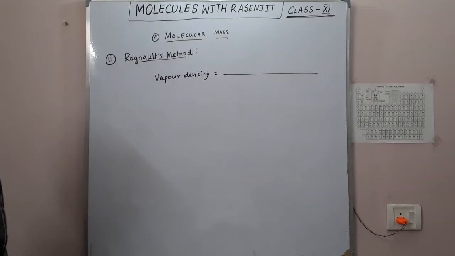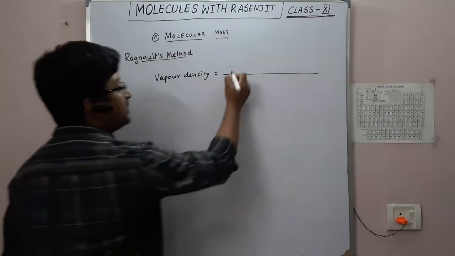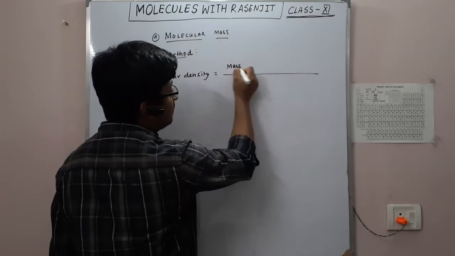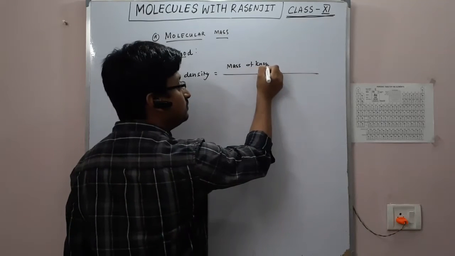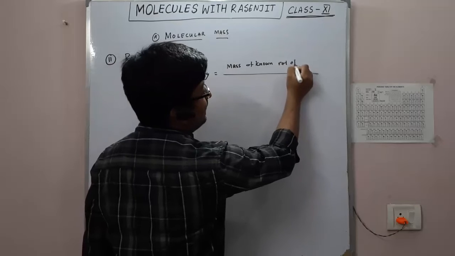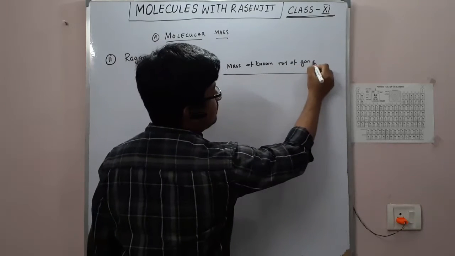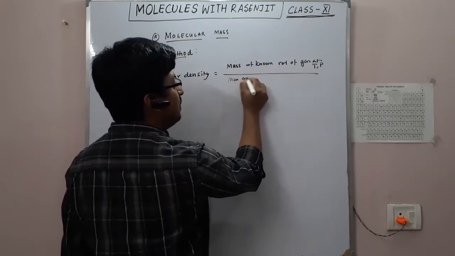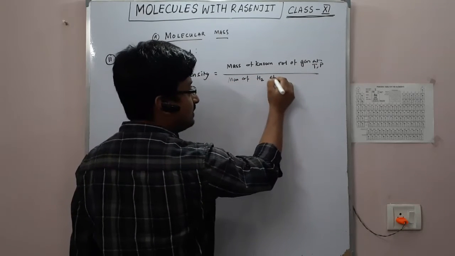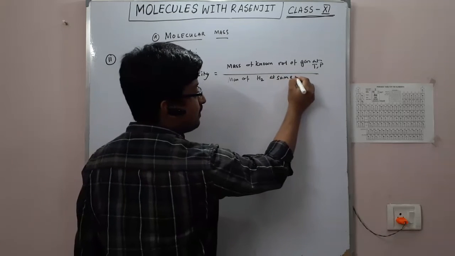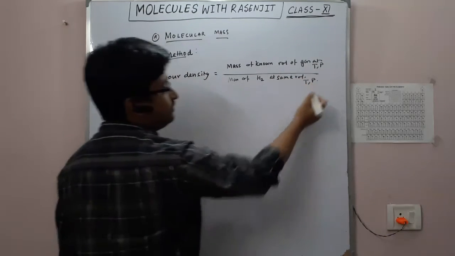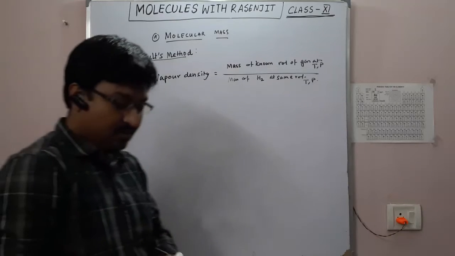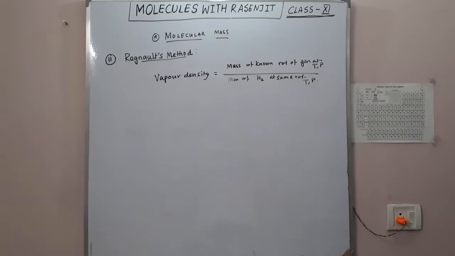What is the vapor density? Vapor density is basically the mass of a known volume of a gas at a particular temperature and pressure, divided by the mass of hydrogen of the same volume at the same temperature and pressure. Okay, so this is your number, vapor density.